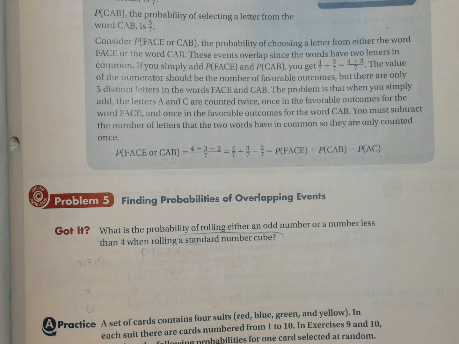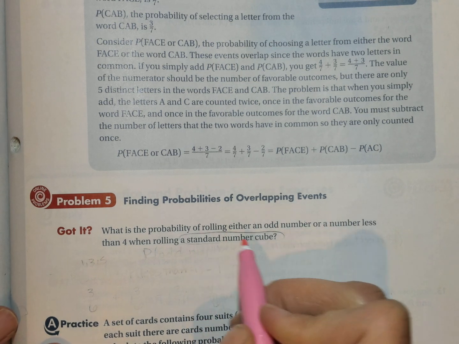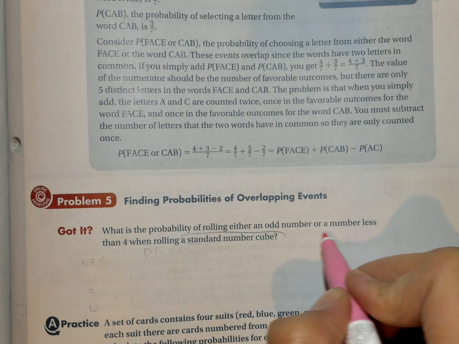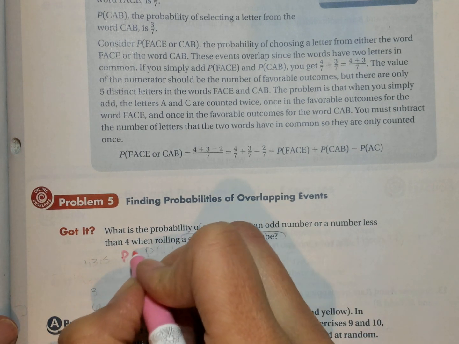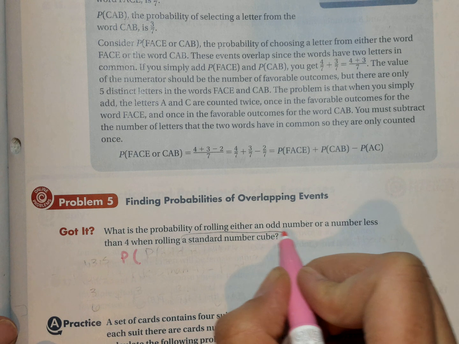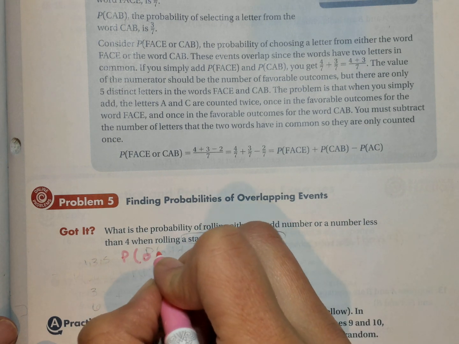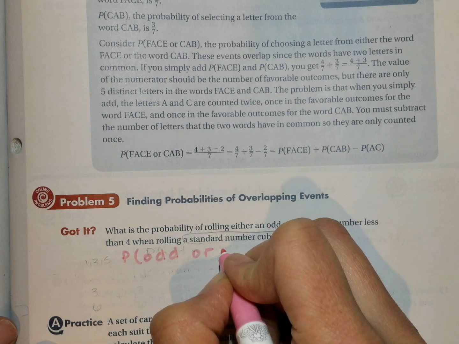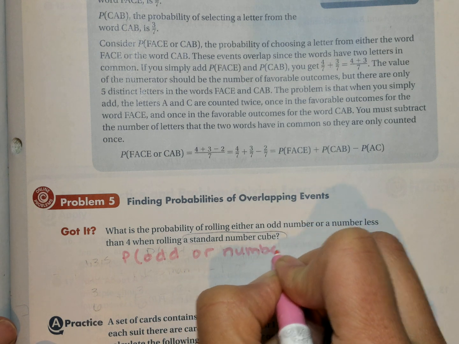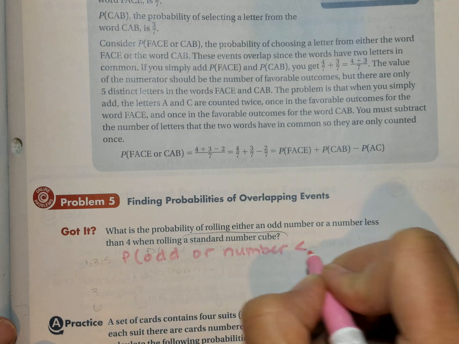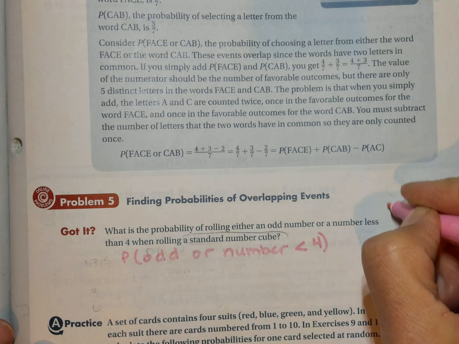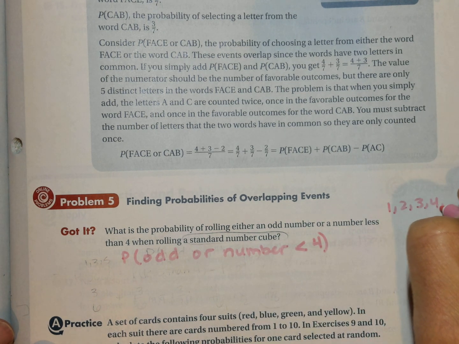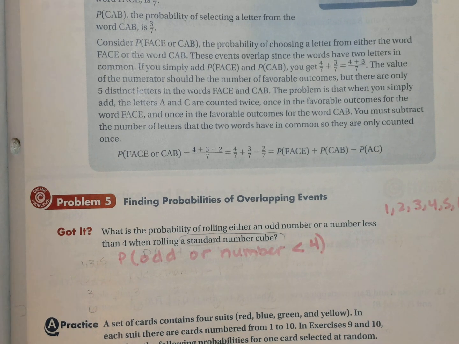All right, so we're going to do this "got it" problem, finding probabilities of overlapping events. What is the probability of rolling either an odd number or a number less than 4 when rolling a standard number cube? So I'm going to find the probability of odd or number less than 4. If I'm rolling a standard number cube, there's 1, 2, 3, 4, 5, and 6.